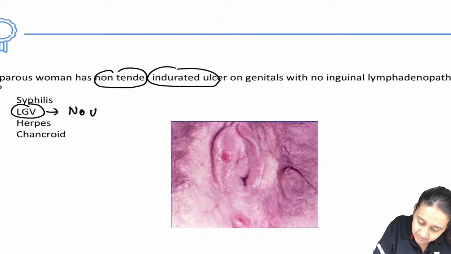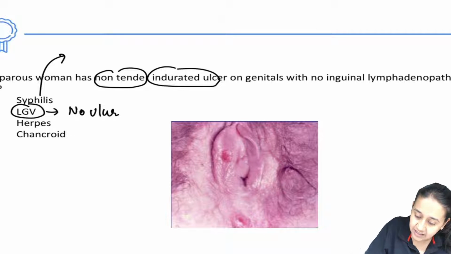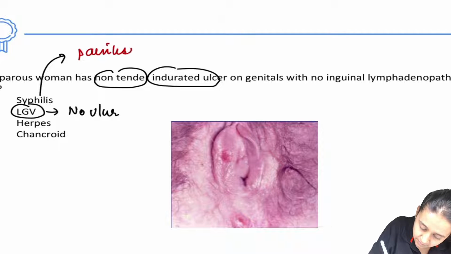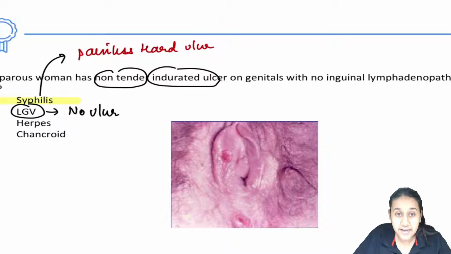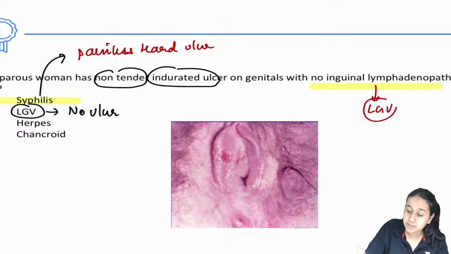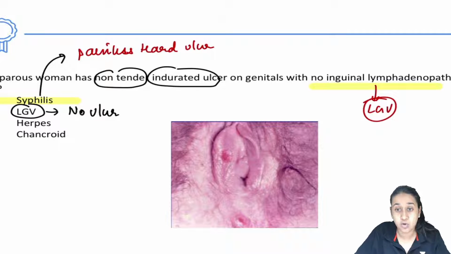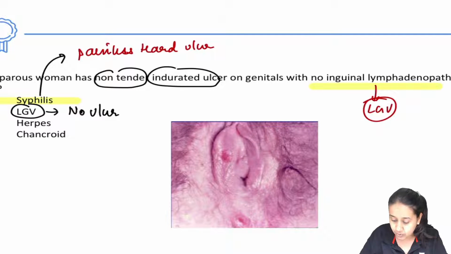In LGV there is no ulcer. The presence of painless hard ulcer is a very classical feature of syphilis. So the correct answer of this question is option number 1. It is not LGV. Please remember, in the patients of LGV, inguinal lymphadenopathy is almost always present. So you cannot mark this question as LGV because the lymph nodes are not enlarged. The correct answer of this question is option number 1, syphilis.